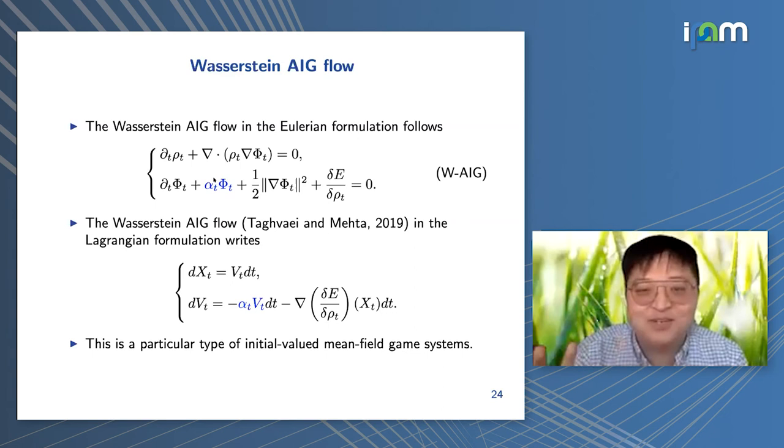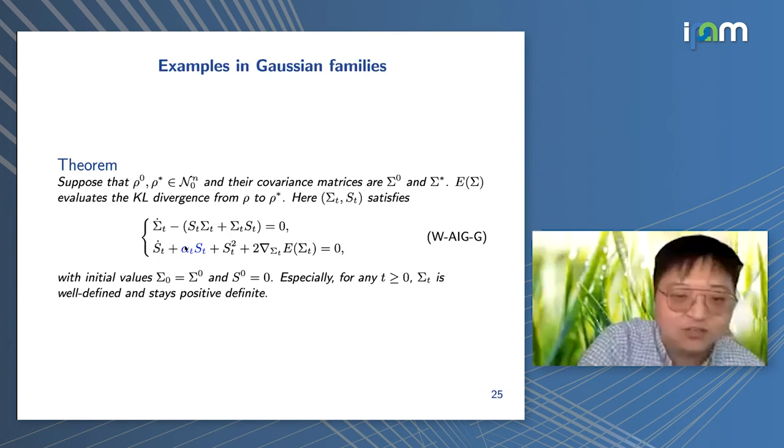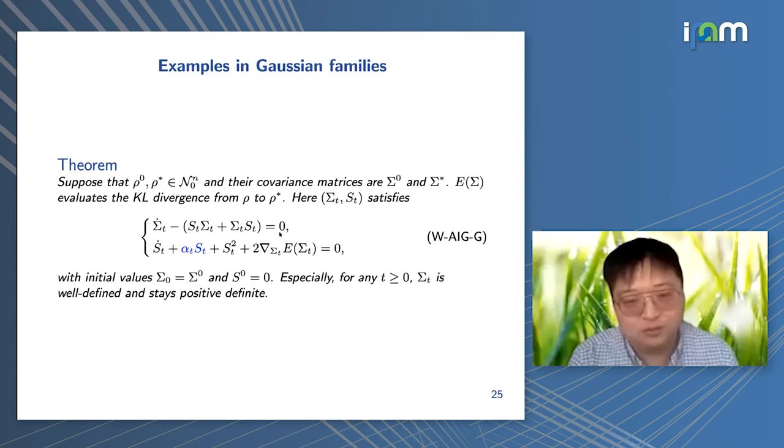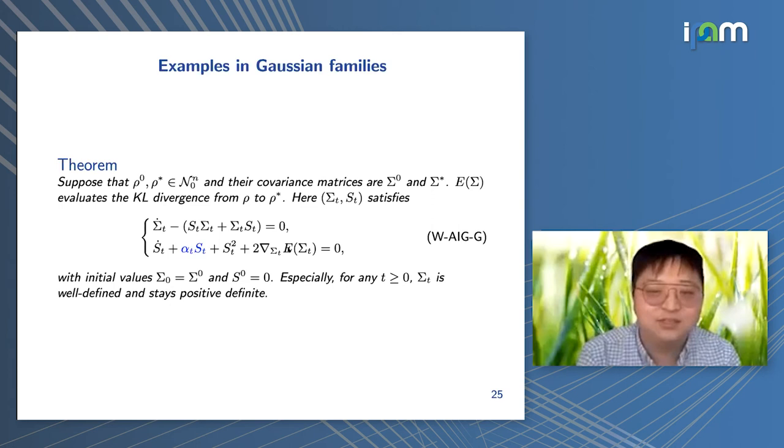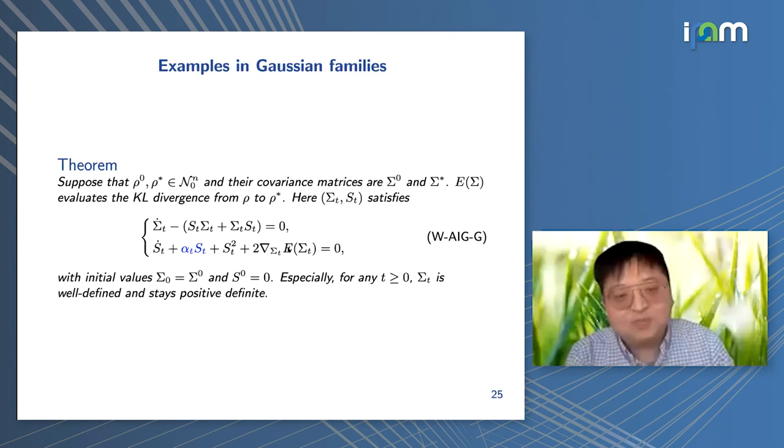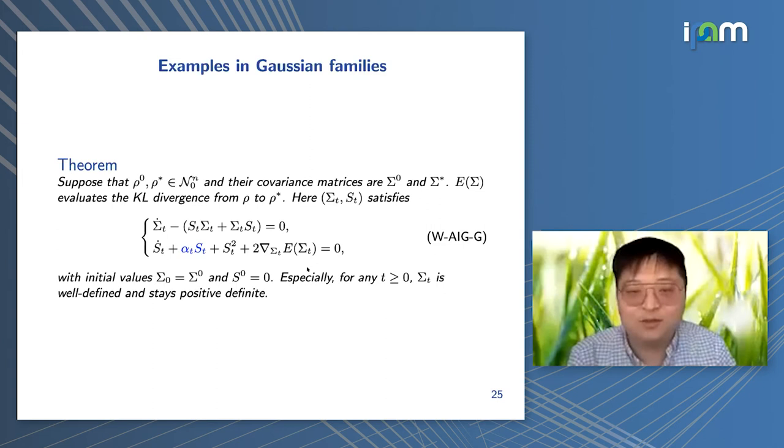It is S t dot plus S t squared. If there is no damping term, it's a Hamiltonian structure. Now you intentionally add alpha t S t coming from this PDE. And this is the gradient of E, like the gradient operator. This is our so-called Wasserstein AIG flow in the Gaussian family. Something very interesting, because the Hamilton-Jacobi equation is the topic of this workshop: internally, we create a Hamilton-Jacobi equation and we do a linear damping for it. And you will ask, is this well defined? Because it becomes an ODE, you can prove it very easily from the energy dissipation property. You can show it is well defined, and sigma is positive definite if the initial point is positive definite, and so on and so forth.